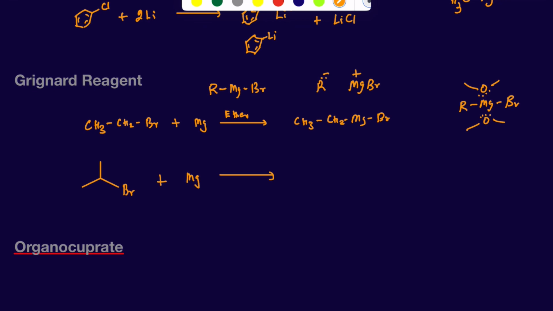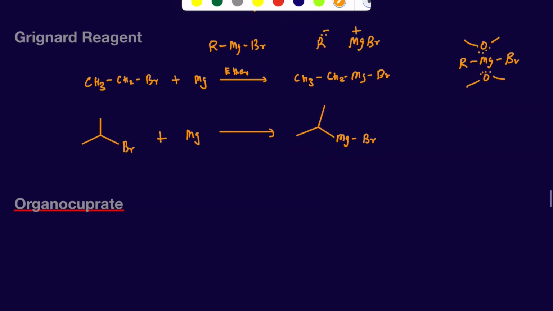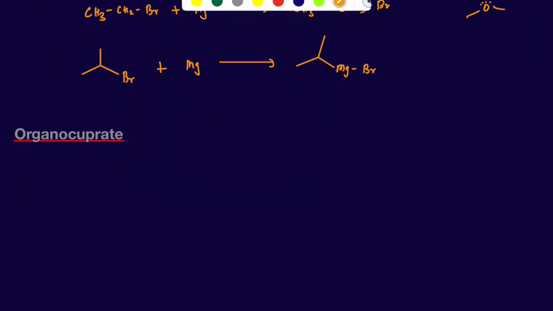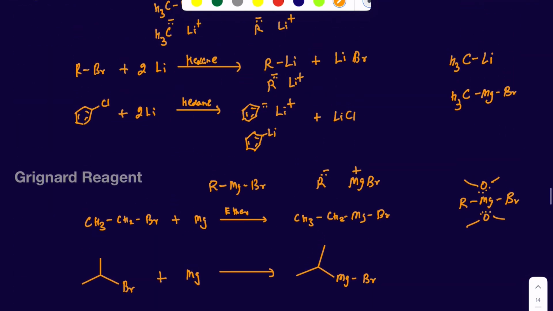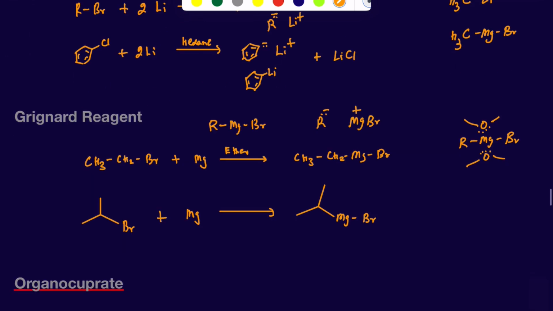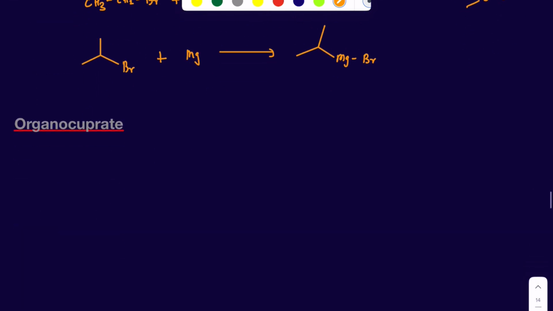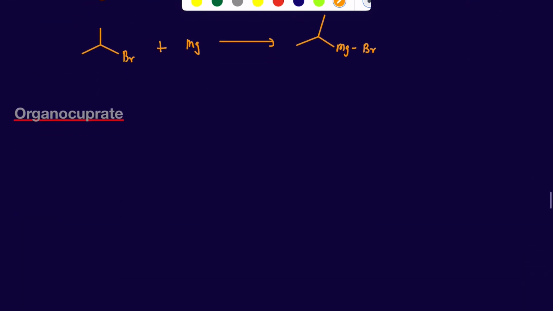And obviously, I didn't want to talk too much about the mechanism, but the whole point is just really who's losing the electron and who's gaining the electrons at the end of the day here. Okay, then I have an organocuprate. Now that one is a little bit different than what we have talked about with the top two so far. Organocuprate is typically made from the organolithium.